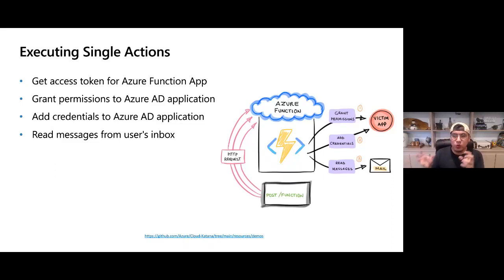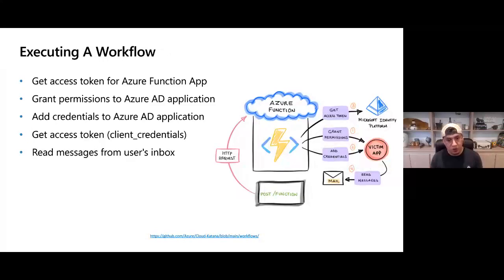That's because I want to show you what an atomic action will look like, where you do not use the output of other actions to perform your next action. We're just saying we want to grant permissions, we want to add credentials, and read mail. That could be 3 different alerts that you might have in your environment, okay? So what about the second scenario?